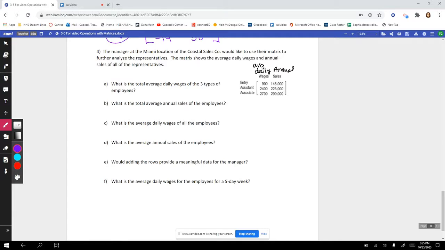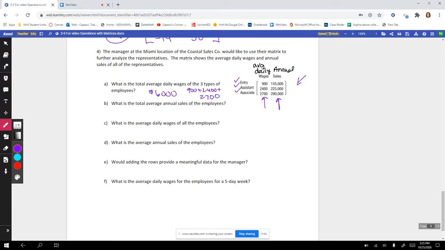So when you're looking at the one matrix, it's basically like a table, right? We have our average daily wages here, and we're talking about an entry, an assistant, an associate, and the same thing for our annual sales. Letter A: what is the total average daily wage of the 3 types of employees? If I add 900 and 2,400 and 2,700, I get $6,000.